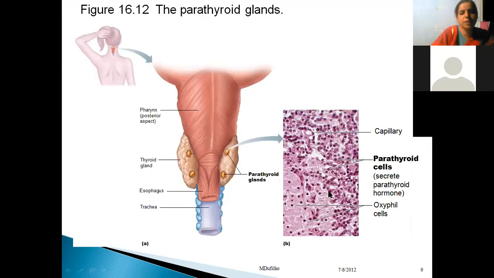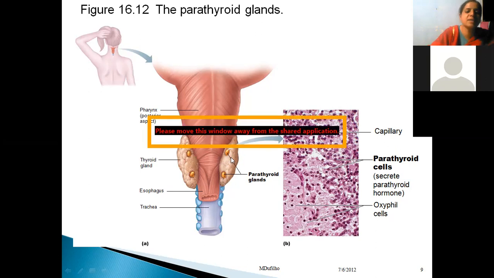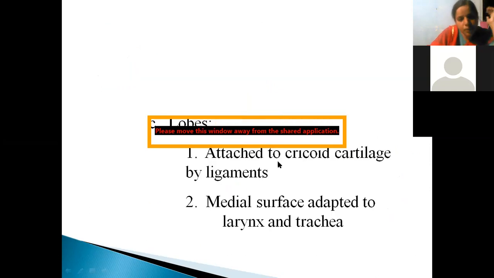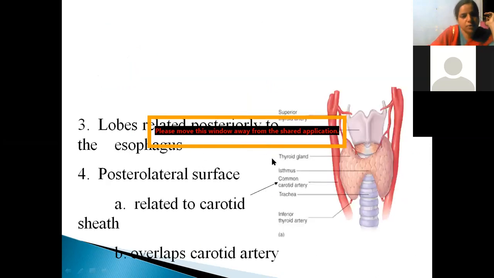Now, when you see the posterior aspect of the thyroid gland, we have parathyroid glands. See here, behind we have parathyroid glands. So these parathyroid glands are situated on the posterior aspect of the thyroid gland.